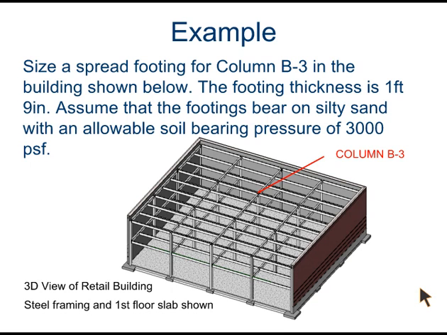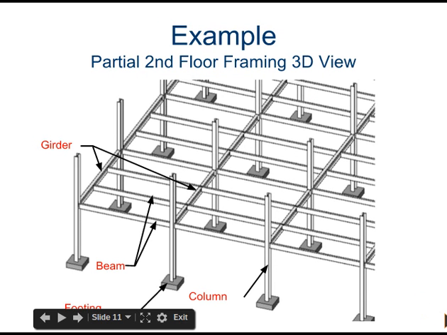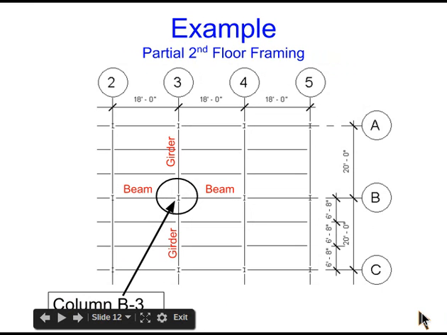We're going to assume that the footings bear on silty sand with an allowable soil bearing pressure of 3,000 pounds per square foot. So we'll treat that as a given. We don't have to refer back to the table. All right, so the load from the roof and the second floor framing is going to be transferred through the columns to the spread footings. So column B3 supports 2 girders and 2 beams from the second floor. It also supports 2 beams and 2 girders from the roof.